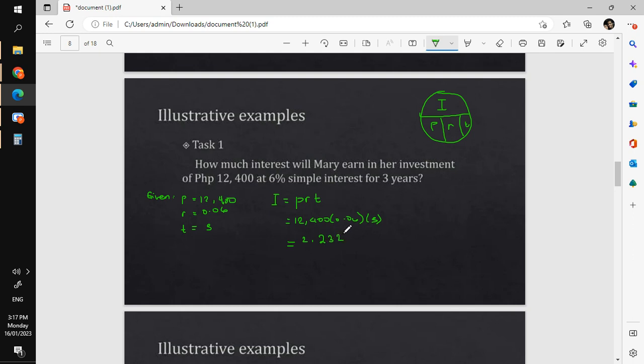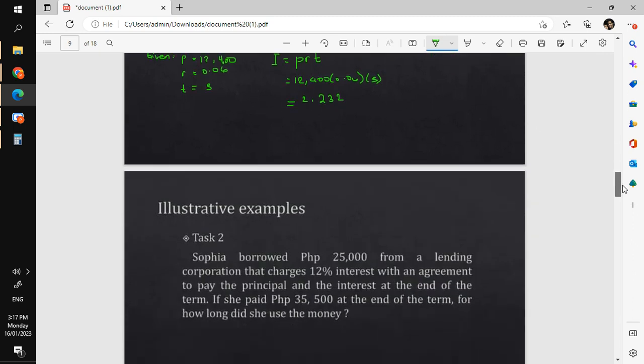That means if you will be borrowing money of 12,400 and given the interest, which is 6% after 3 years, you will have 2,232 as an additional payment. So all in all, you will be paying 14,632 to the person you owe the money.